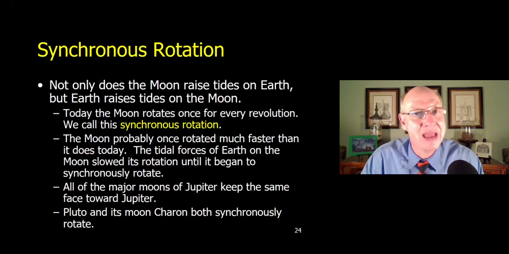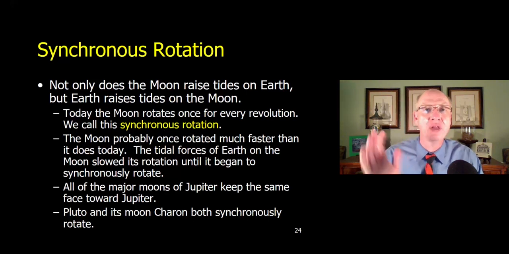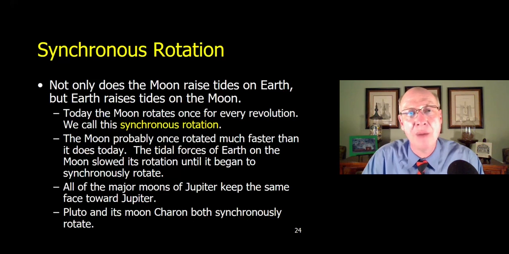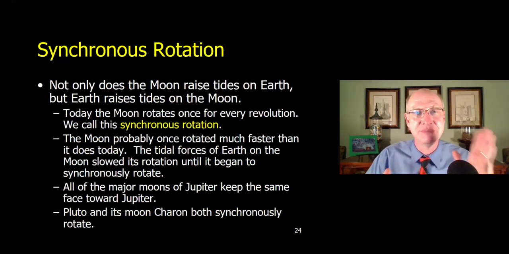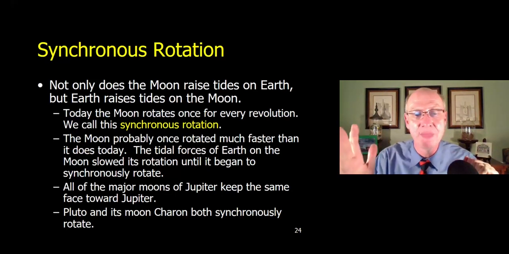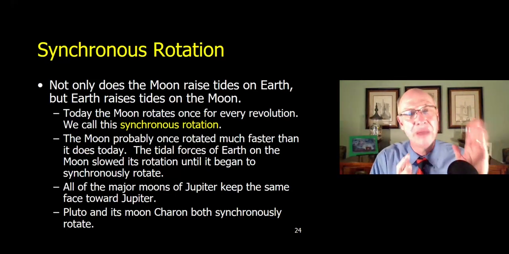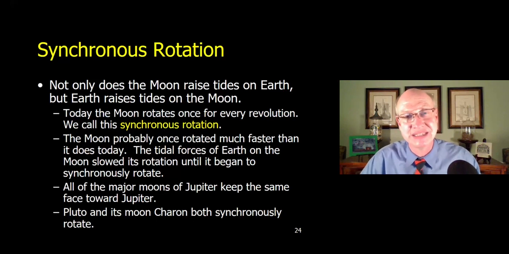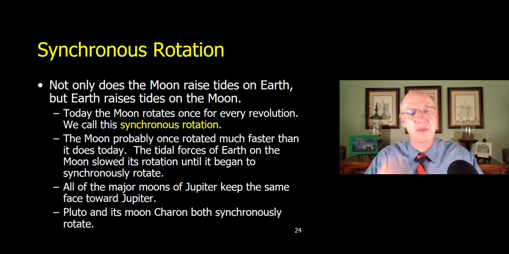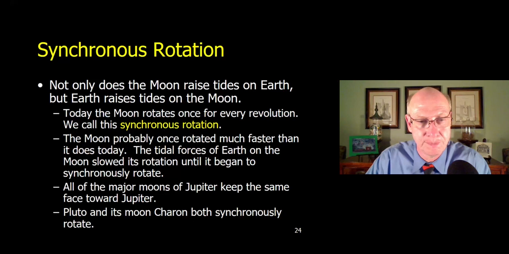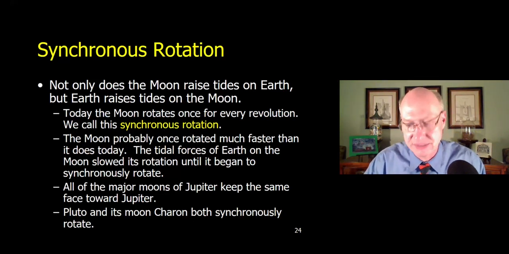It turns out that many of the moons of Jupiter, Io, Europa, and Ganymede, all keep the same face towards Jupiter. Mercury has a synchronous rotation with the sun. Pluto and its moon Charon both synchronously rotate. That is, Charon always keeps the same face towards Pluto, and Pluto always keeps the same face towards Charon, and the two of them always face one another. All right, that is synchronous rotation. That is one of the consequences of the tides.